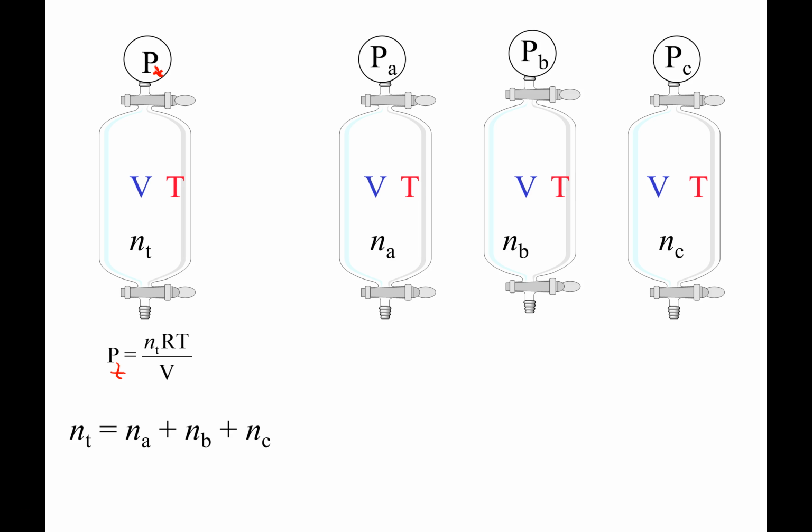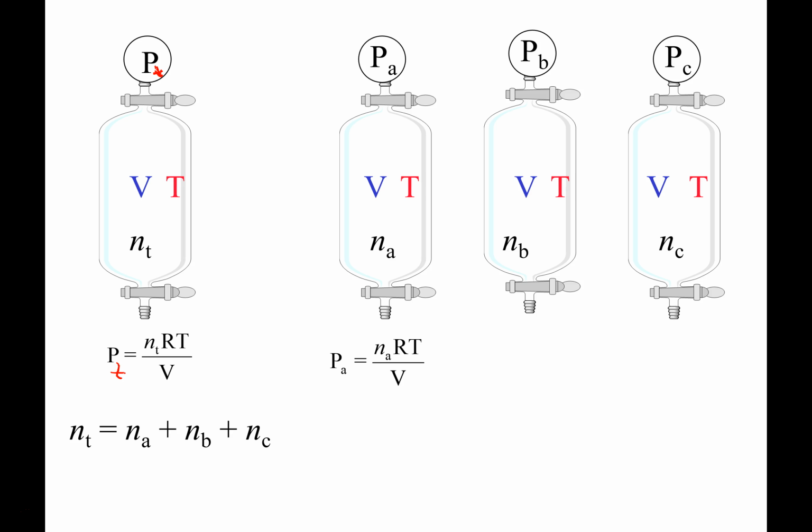This is a classic sort of problem. If we do have a common volume and temperature across the board with our individual gases and our combined gases, we can work this total pressure by just simply adding the number of moles up and slapping it in there. Not too bad.